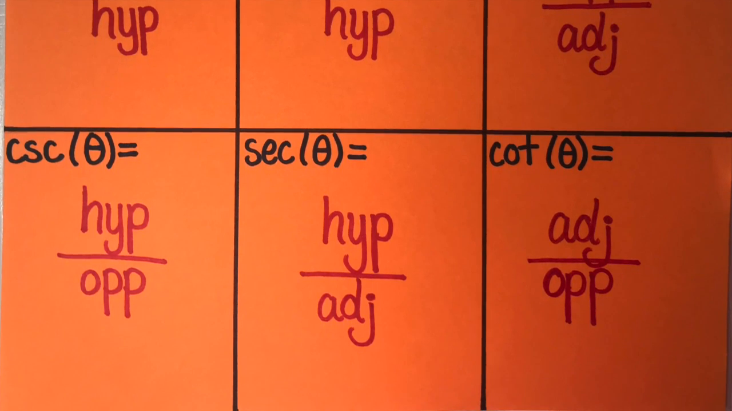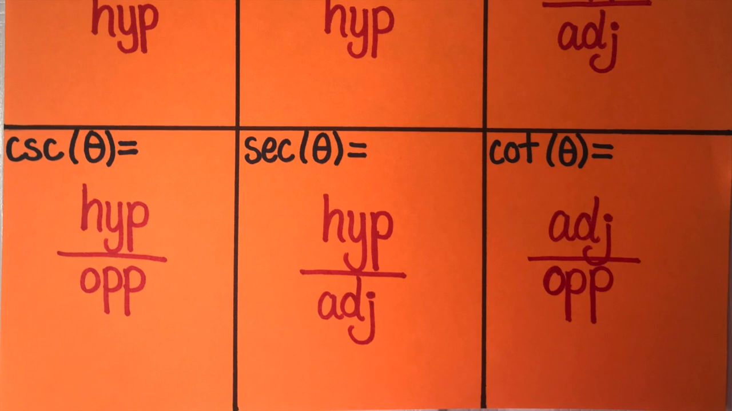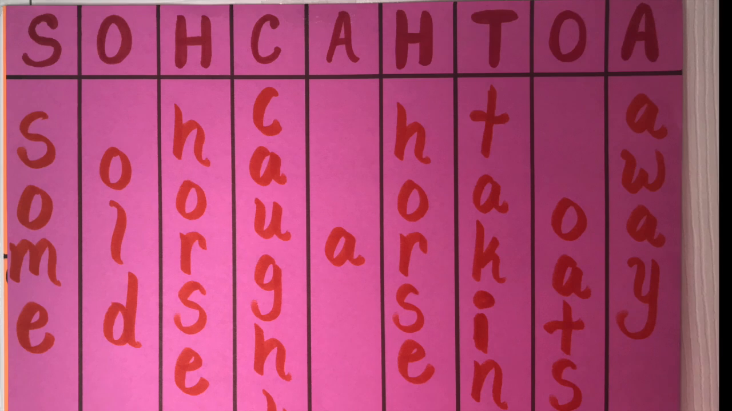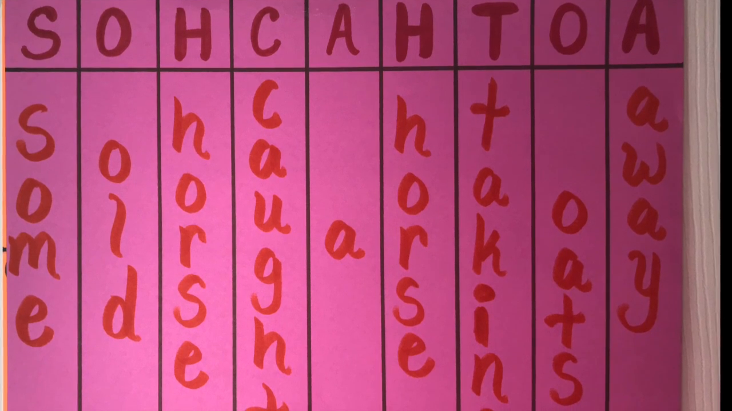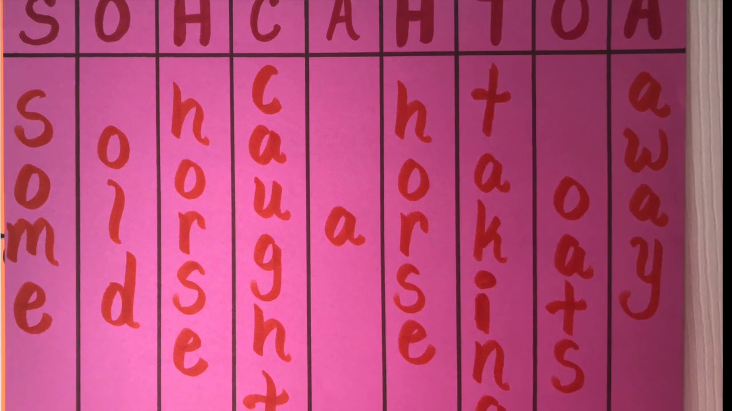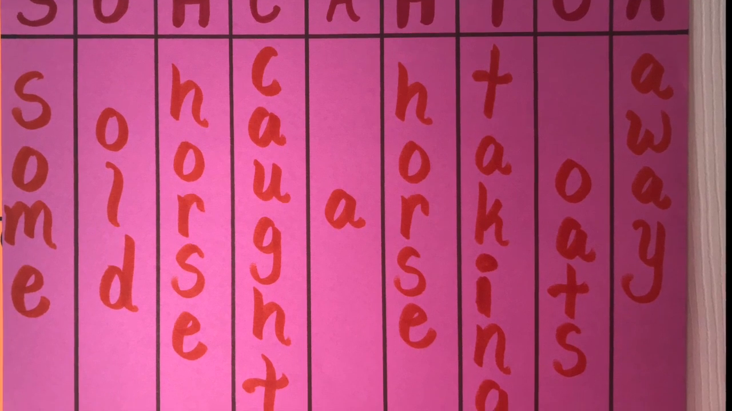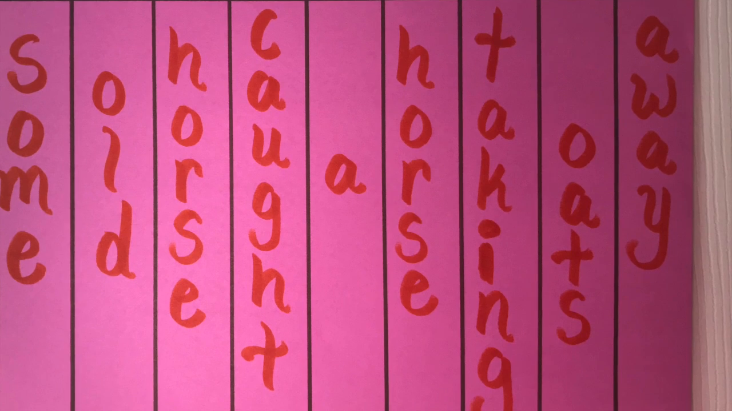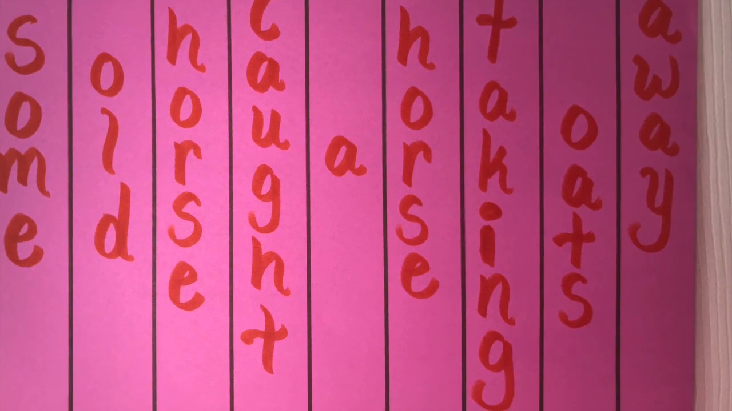If you ever get stuck, just memorize the first 3 functions and just flip the equation around to find the other 3. Some old horse caught a horse taking oats away. If you remember that, then you have the first 3 functions down. Reciprocate the rest, and then there you have it. This method is famously known as SOHCAHTOA. Let's see how we can apply SOHCAHTOA to our right triangles.